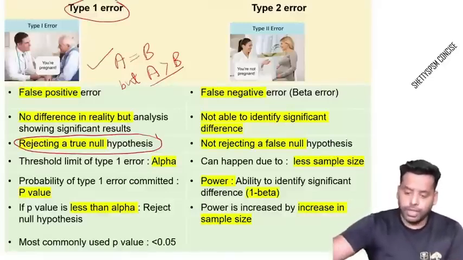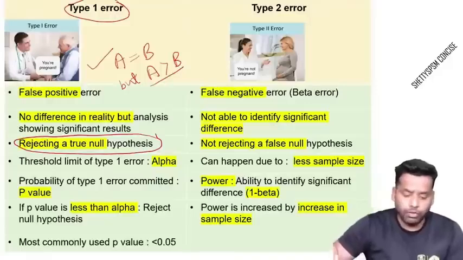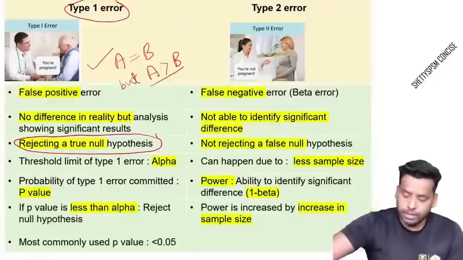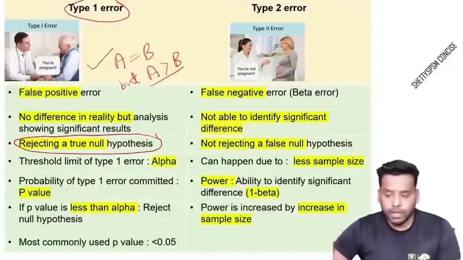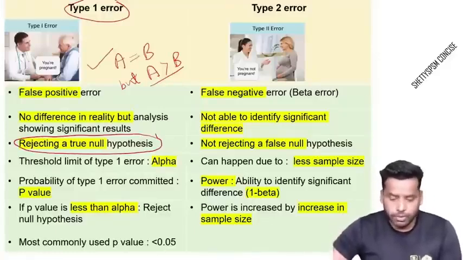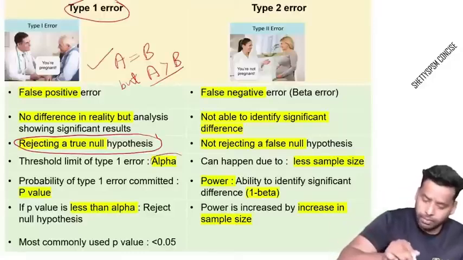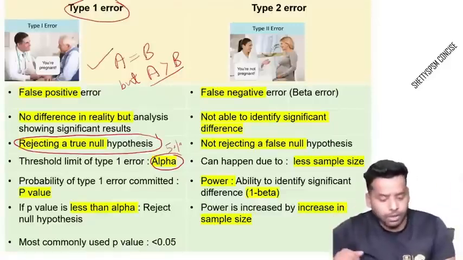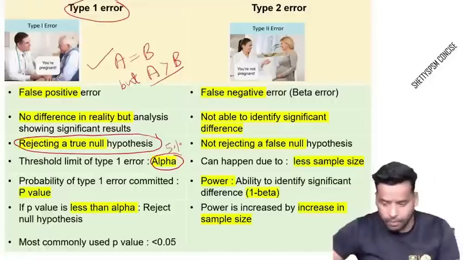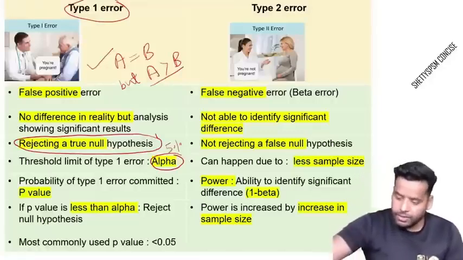For most of the studies, what is the upper limit of type 1 error kept in the study? Answer my question. I think you know this. Alpha, that is the upper limit we keep. 5% is the most commonly used limit. Very good.